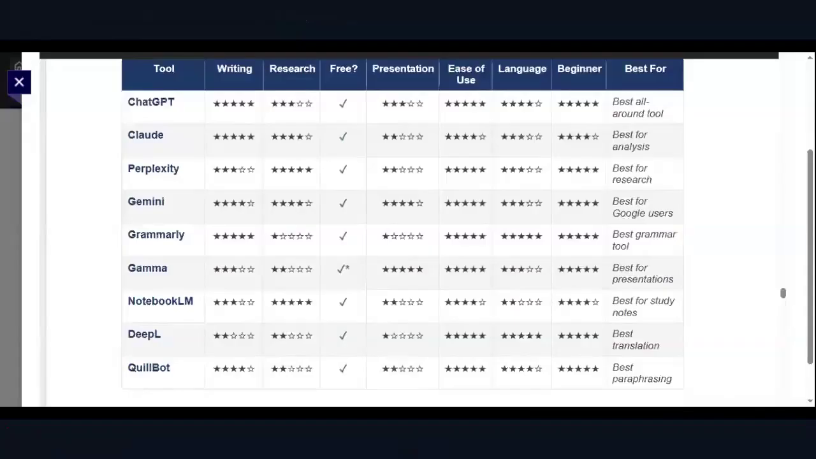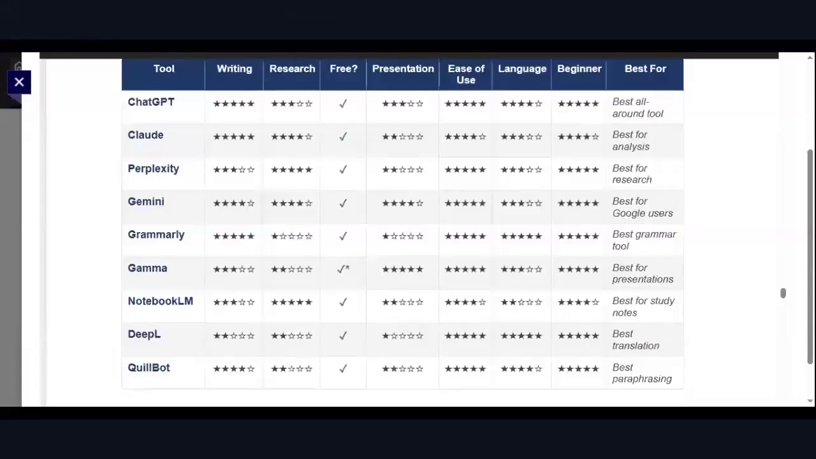NotebookLM. Okay, the best for study notes, the best for taking notes. What else? Let's see. The best. Okay, Grammarly, Gamma, Notebook, DeepL. Okay, DeepL, the best for translation. Also the best for translation. It's also easy to use. And the best for translation is the DeepL tool.